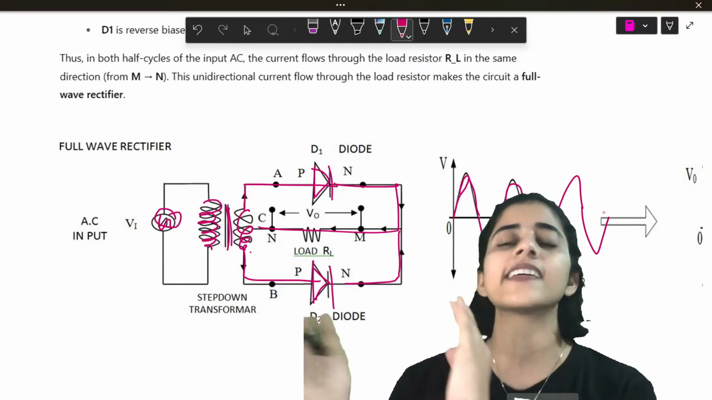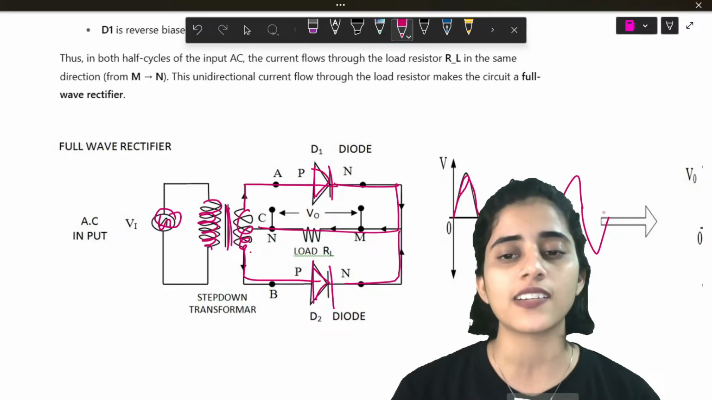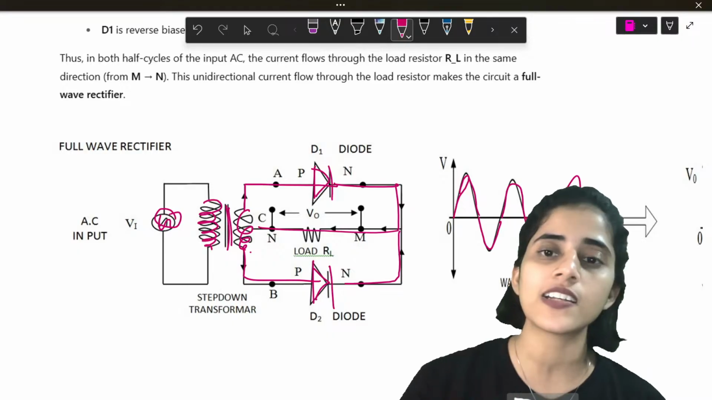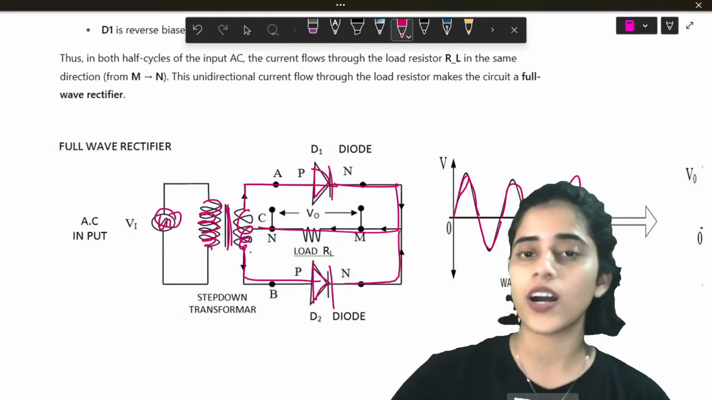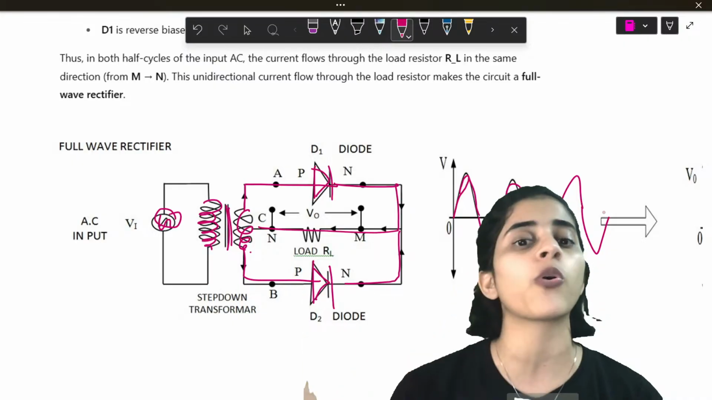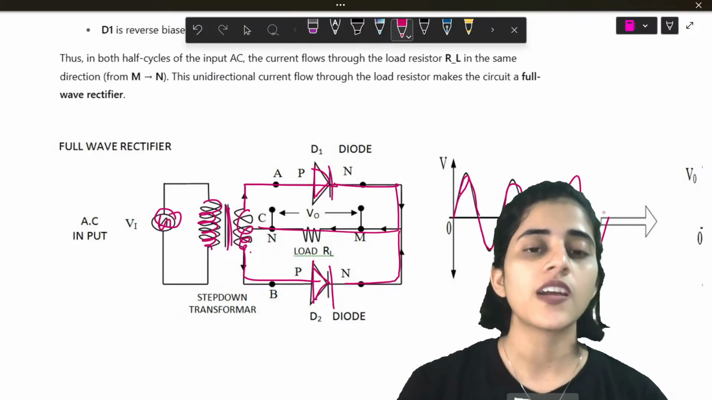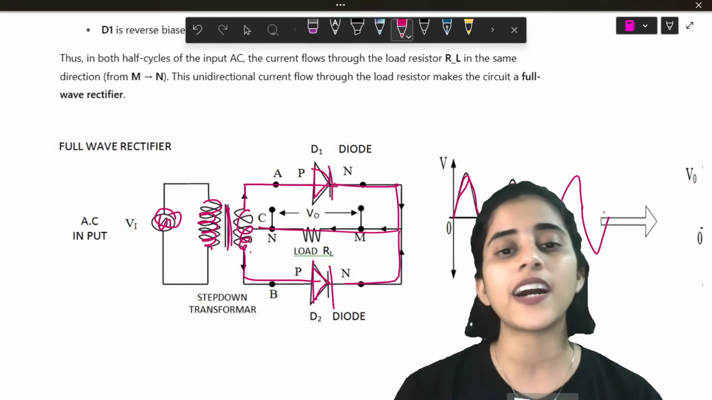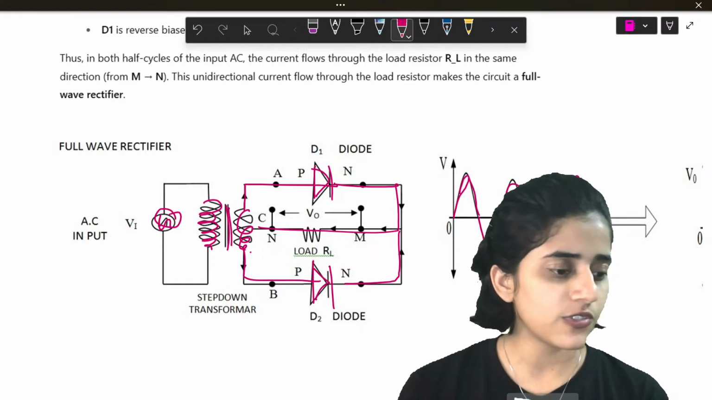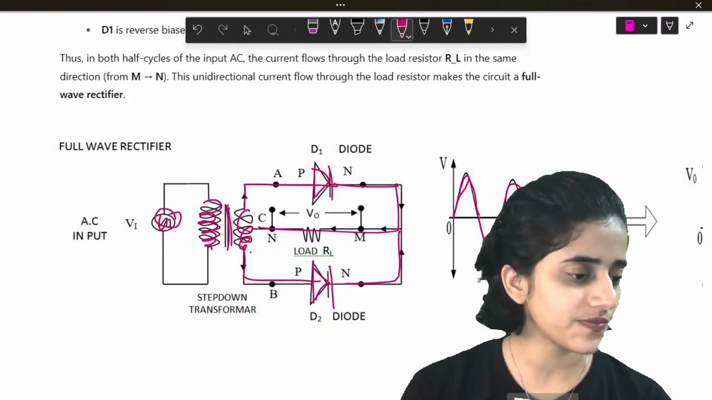So it alternately conducts. What is the result? You have a full AC wave. What is an AC wave? AC current is current that appears in two half cycles, a positive and a negative. Current flows in both directions. So that is what happens for a full wave AC to DC.